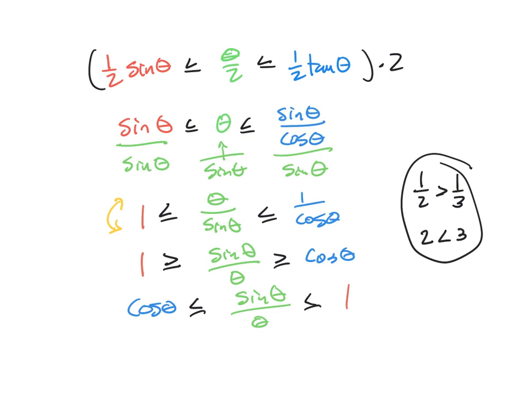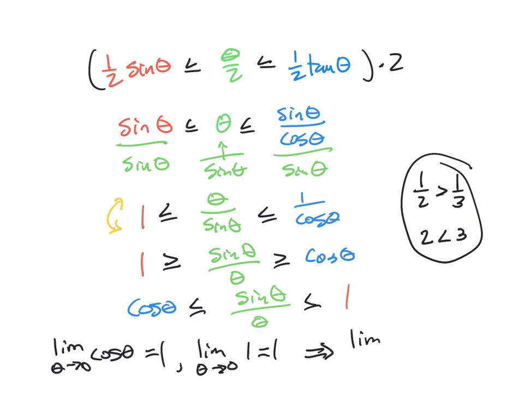Okay, so we're almost there. Now we have part of the hypothesis, and I'm ready to finish this thing off. We know that sine theta over theta is trapped between cosine theta and 1. And these limits are easy to calculate. The limit as theta approaches 0 of cosine theta can be found with substitution, and that equals 1. The limit as theta approaches 0 of 1 is a constant function, so that's a 1. And therefore, since both of those are 1, the limit as theta approaches 0 of the middle thing, which is sine theta over theta, must also equal 1 by the Sandwich Theorem.